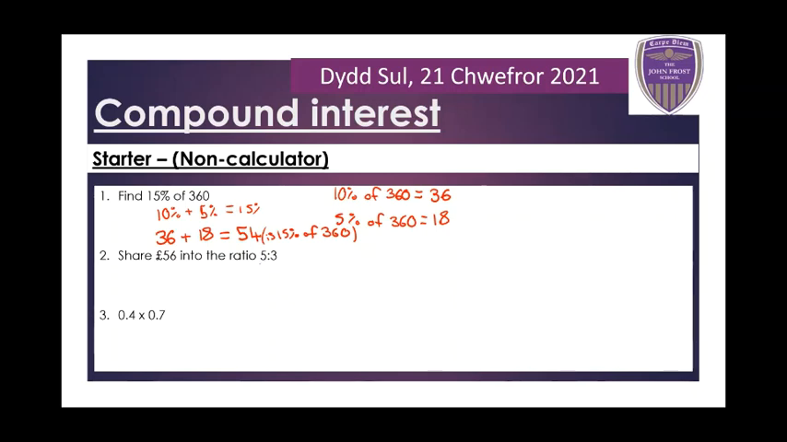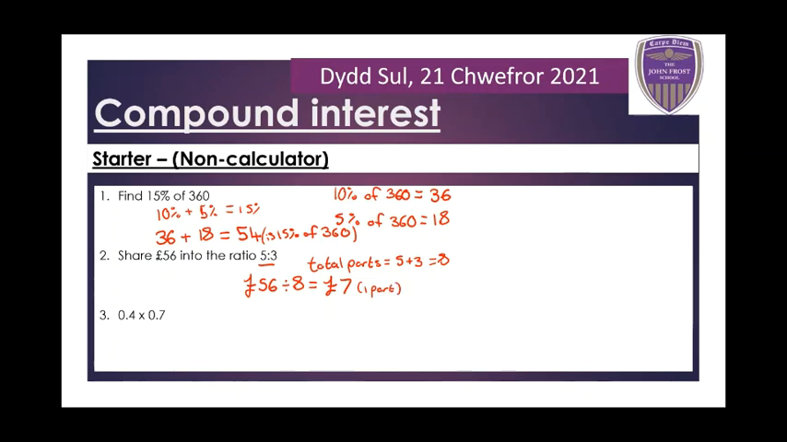Now for the next one, we need to share £56 into the ratio 5:3. If you've got the ratio 5:3, that means the total parts is 5 plus 3, which is equal to 8. So we're looking at 8 different parts. That's what we need to split 56 into. So £56 divided by 8 equals £7.